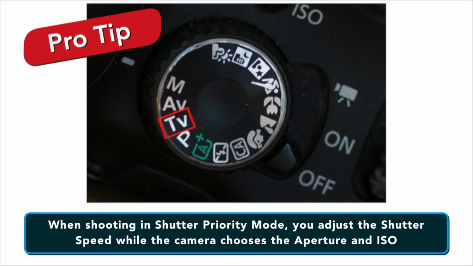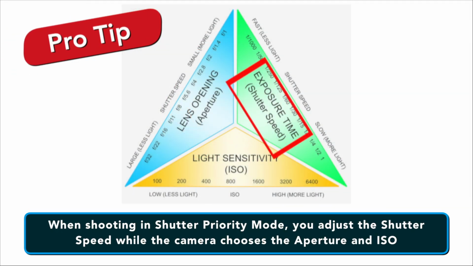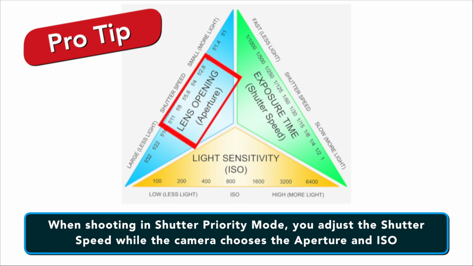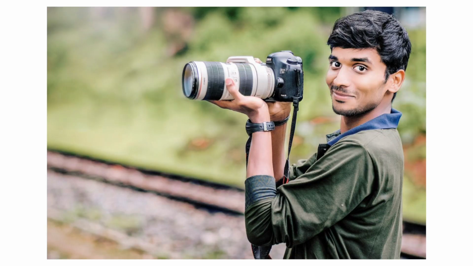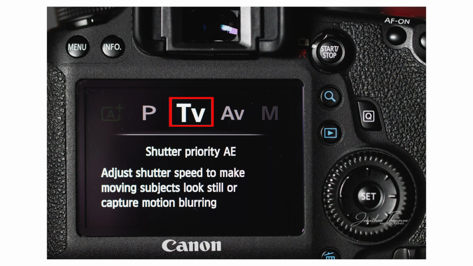While you are shooting in shutter priority mode, you have the freedom to adjust the shutter speed as your requirements require, while the camera chooses the aperture and ISO value on its own. So when should you use shutter priority mode? As just discussed, if you want to take full control of the shutter speed and experiment with your camera, then this is the ideal camera mode for you.